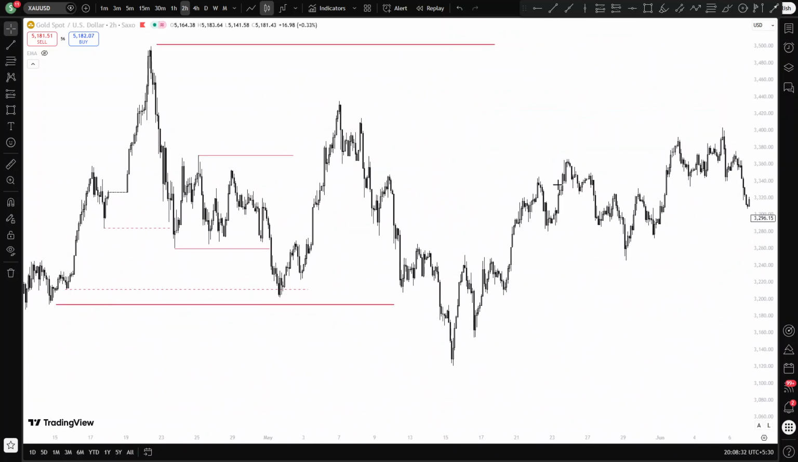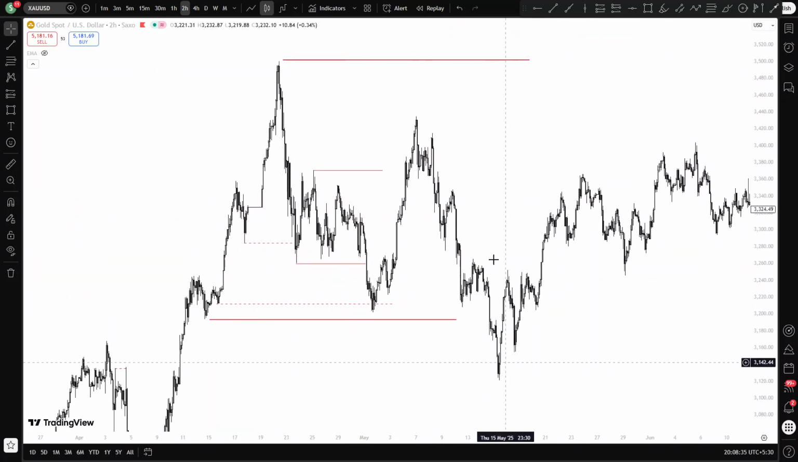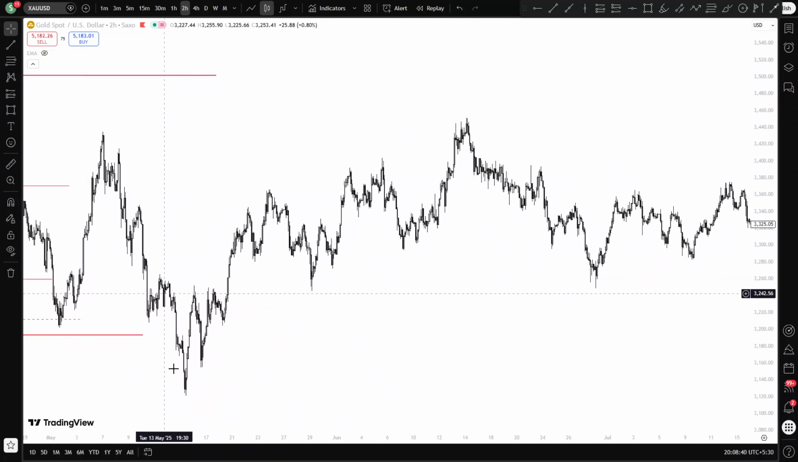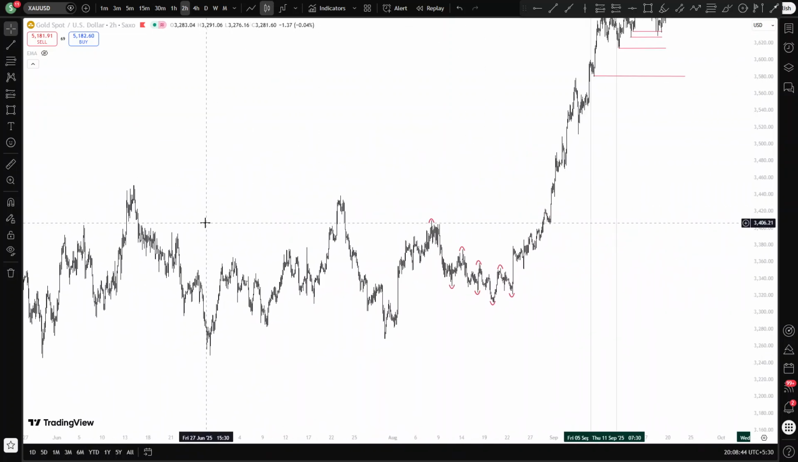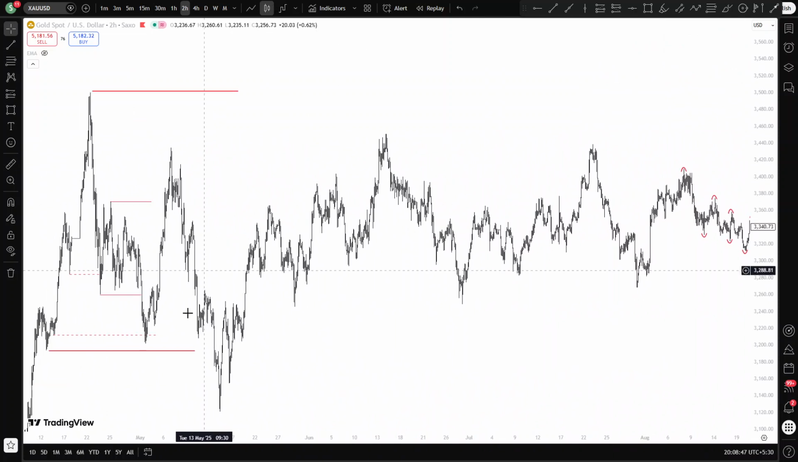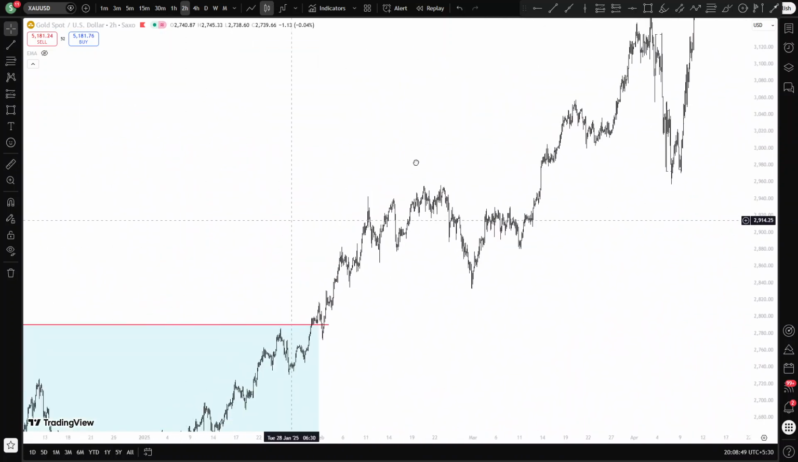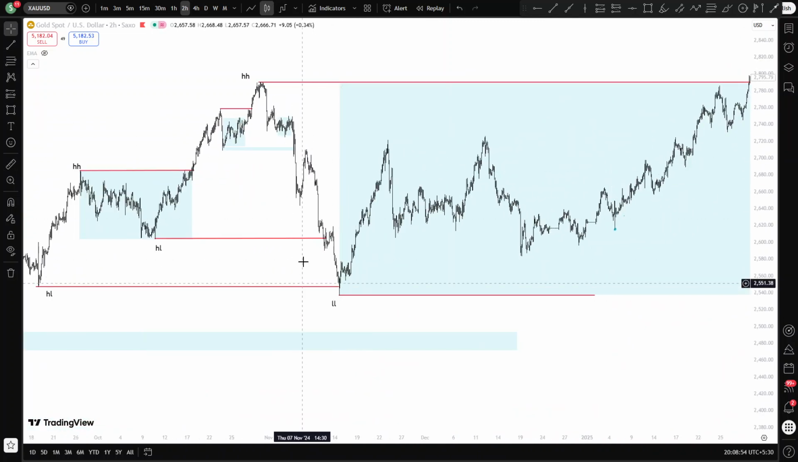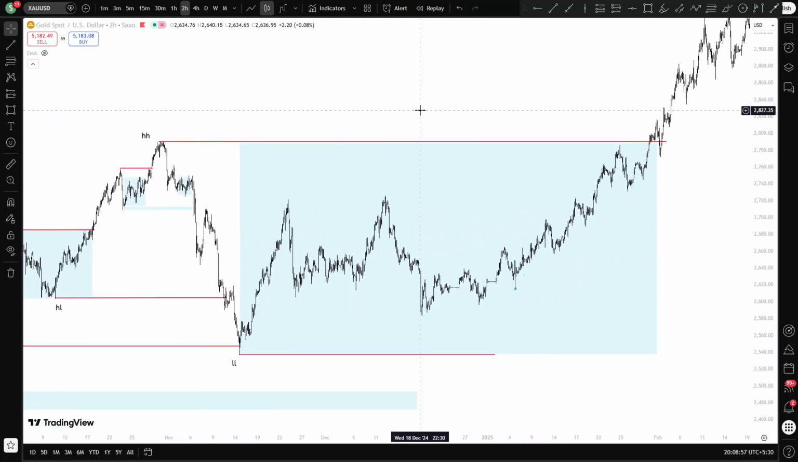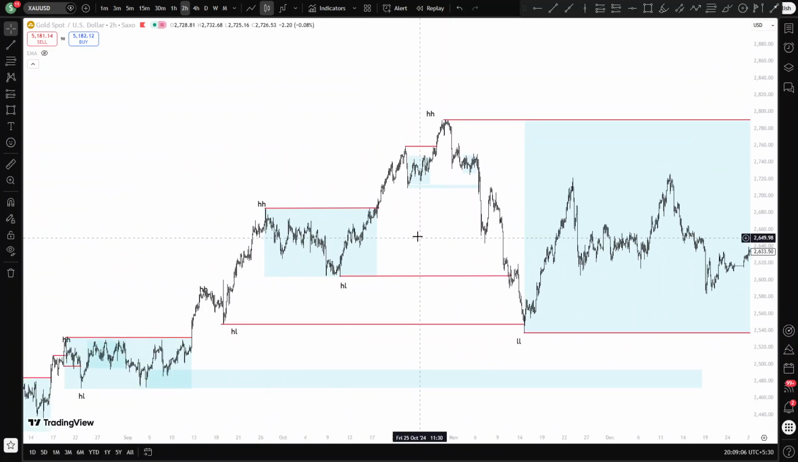The market here, what did it do? It gave us a pullback to take out liquidity. After taking out liquidity, what did the market do? It continued moving up. After moving up, the market gave us a pullback to take out liquidity. Again, that's how the market moves. If it's in an uptrend, it will give you a pullback to take out liquidity and continue in the direction. If it is in a downtrend, it will give you the pullback to take out liquidity so that it continues in the original direction.